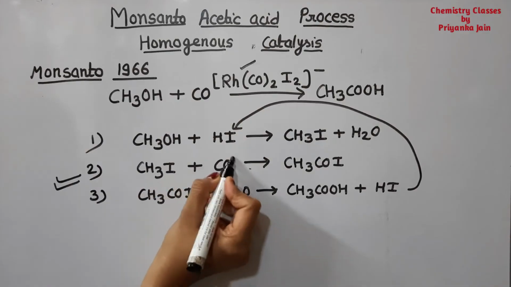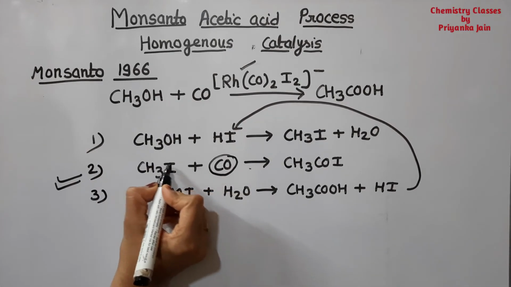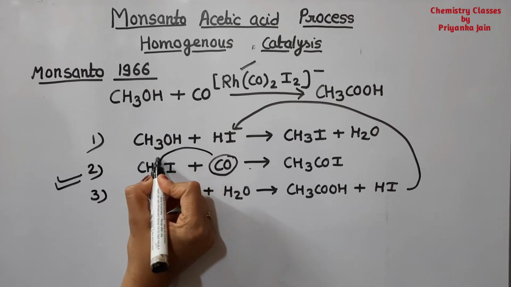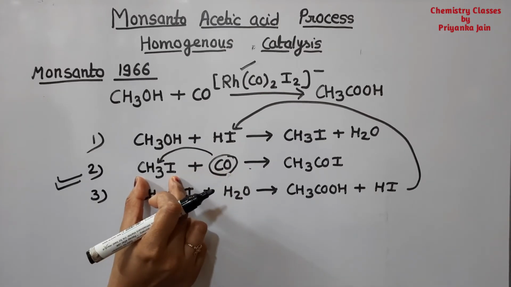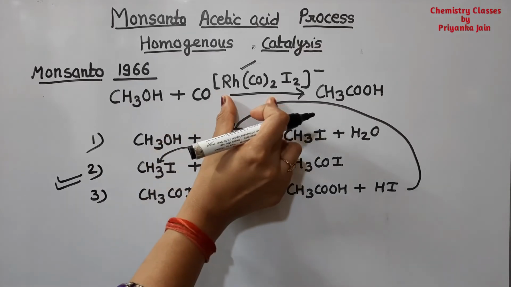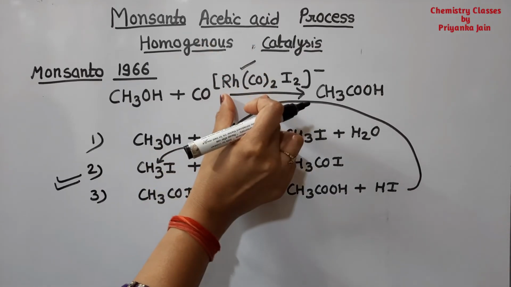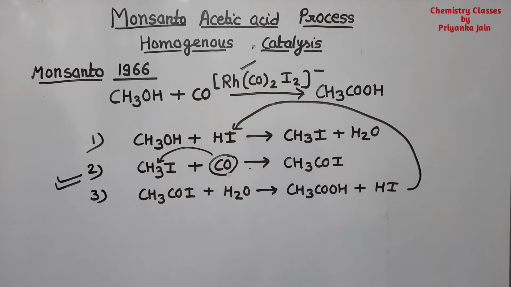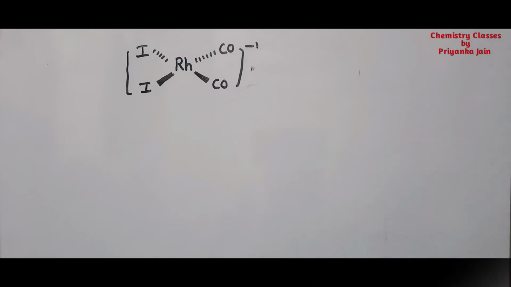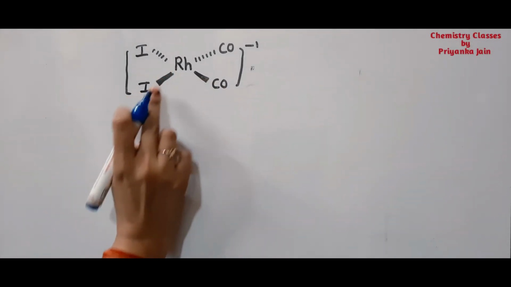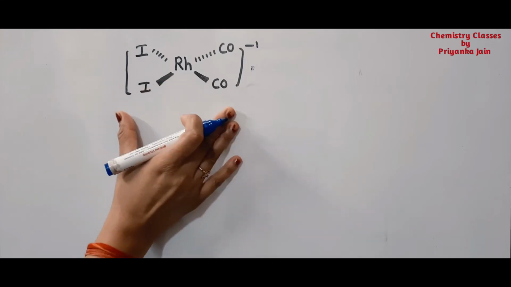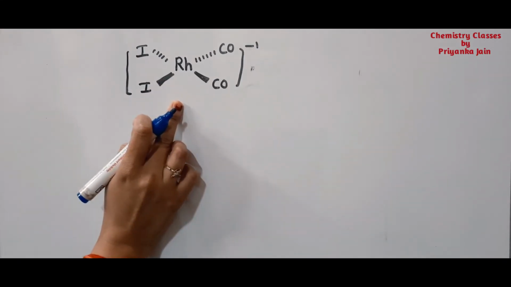This insertion of carbon monoxide into the CH3I bond is catalyzed by this catalyst. So we have to study this cycle particularly, and this is a very important cycle. So see here what is happening in this cycle. Firstly understand this catalyst. This is the rhodium carbonyl complex. This is a homogeneous catalyst.